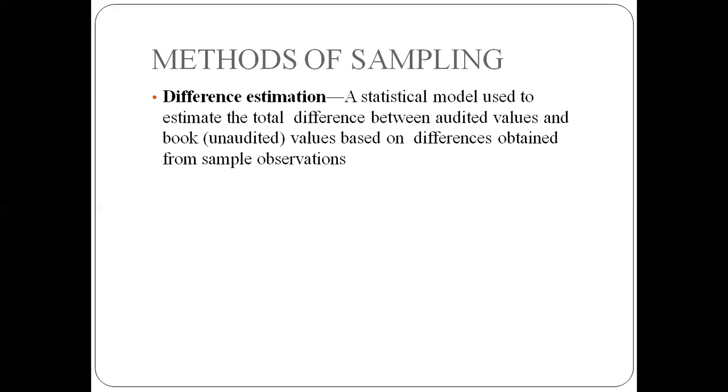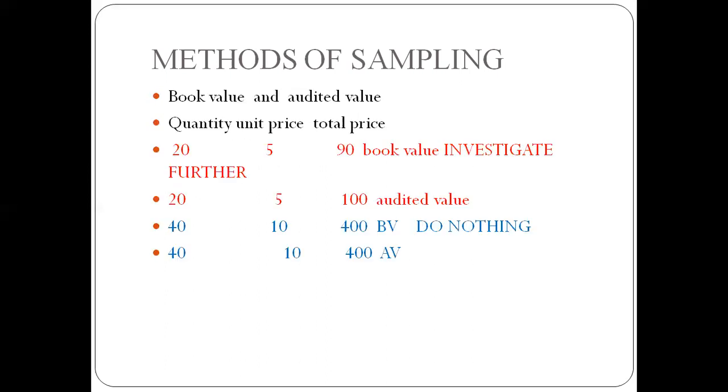Then you have difference estimation. Difference estimation is basically the difference between what we call book value and audited value. Book value is the value that the auditee supplied. The audited value is the value that the auditor finds. Ideally, they should be the same. If they are the same, then there's no issue of concern. But if they are not the same, then maybe we have to investigate further.